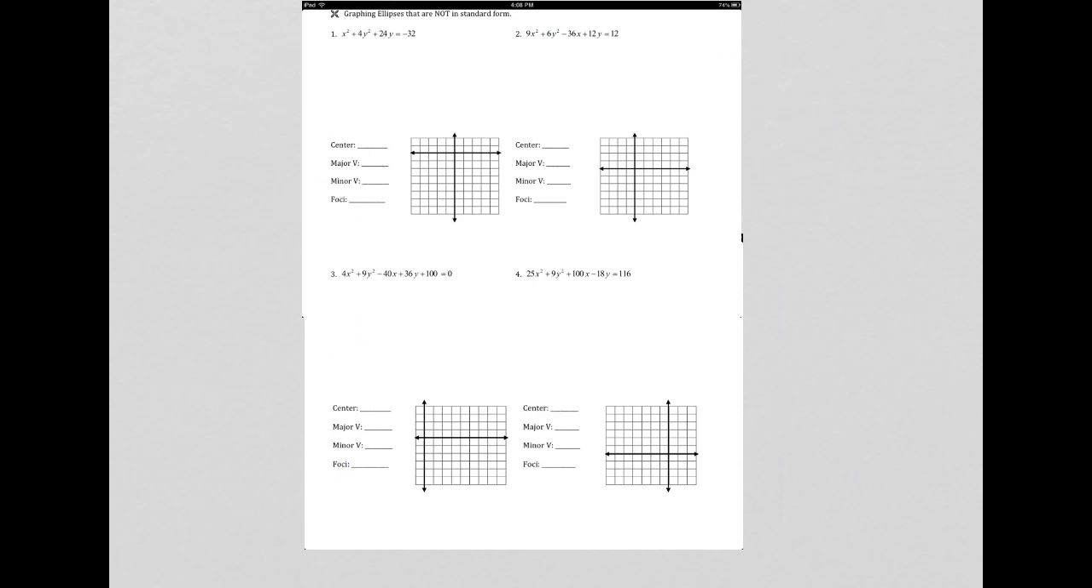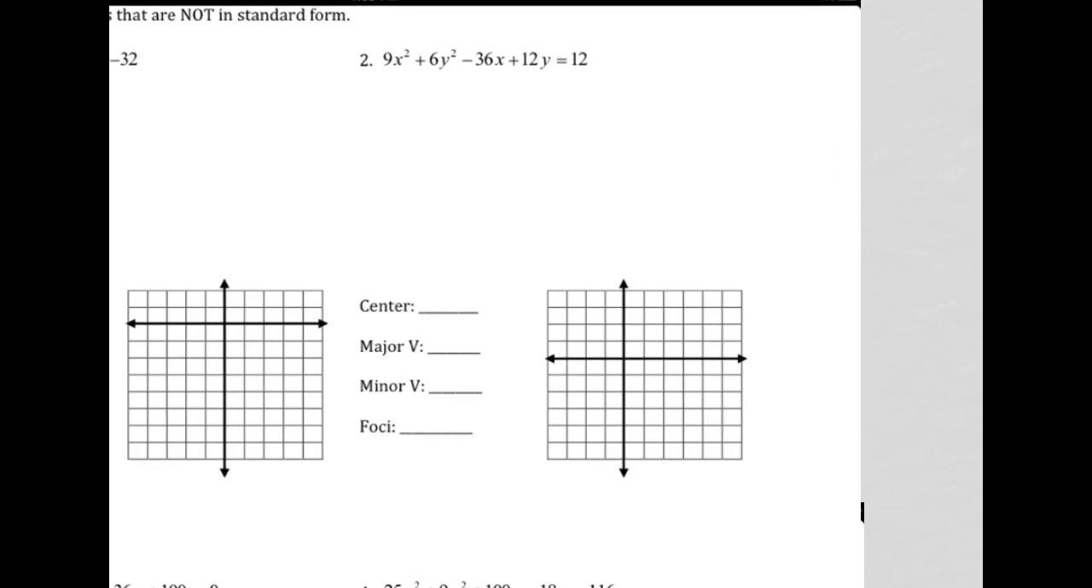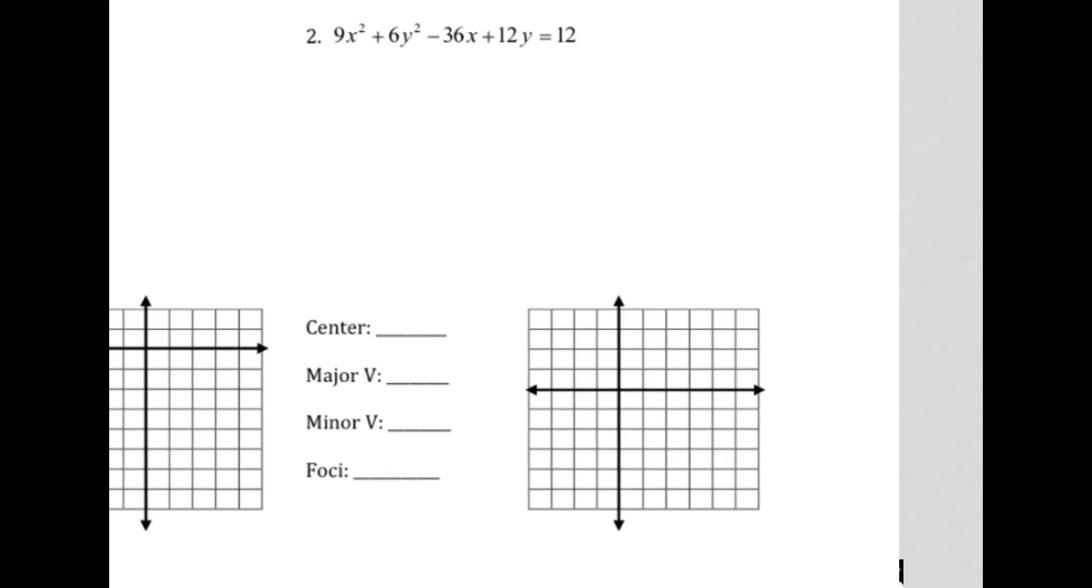Okay, so what we have here are ellipses that are not in standard form. All right, and if you look at the equations, you might not have any idea that they're ellipses at all, but we'll see how that works out. Okay, I'm actually going to skip number 1. We're going to go straight to number 2 here. Okay, so we had a circle example like this the other day where you had to basically complete the square. So we're going to do the same thing here with completing the square.